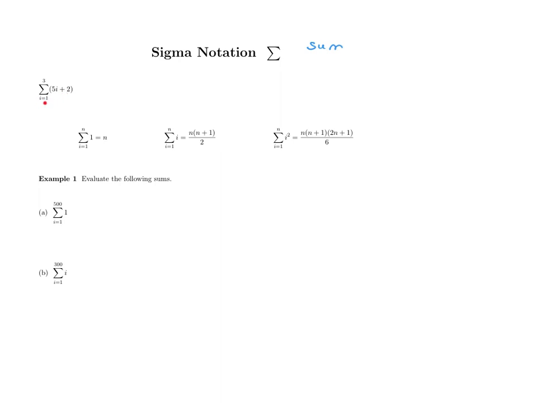This i equals 1 down here tells you where to start, and this 3 up here tells you where to stop. So I'll take this expression, I'll put 1 in place of i, I'll then put 2 in place of i, and then 3 in place of i. And I'll add all those things together. It'll look like this. 5 times 1 plus 2. We then move on to 2. 5 times 2 plus 2. Then we move on to 3. 5 times 3 plus 2. And I'm adding these things together. After entering this into a calculator, I see that the value is 36.